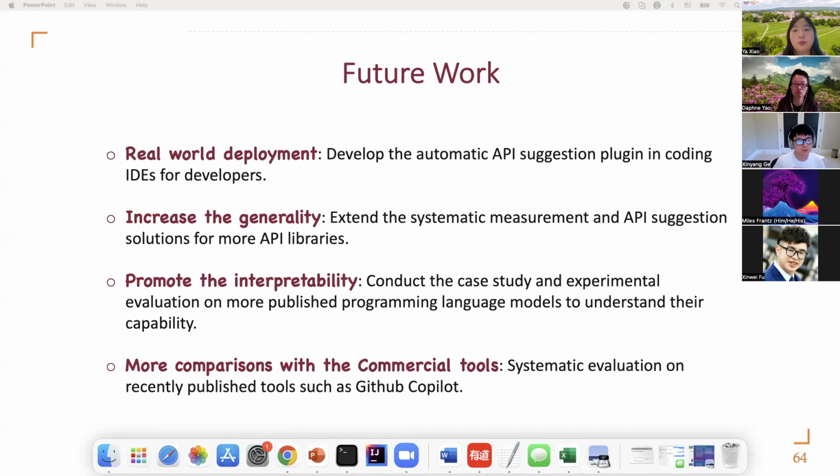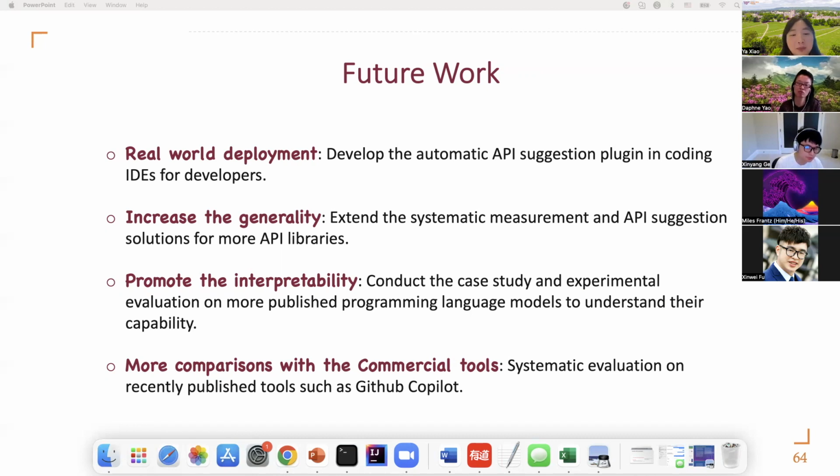We want to mention a few promising future directions. First is real world deployment, which is important. There are some engineering side challenges we need to solve, for example, how to apply the program analysis in real time when developers are editing. Second, we can increase the generality of our work by extending this systematic measurement to more API libraries beyond the cryptography-related ones. Another interesting and important direction is that we need to promote interpretability. Maybe we can conduct more case studies and experimental evaluation to understand the capabilities of the existing language models.